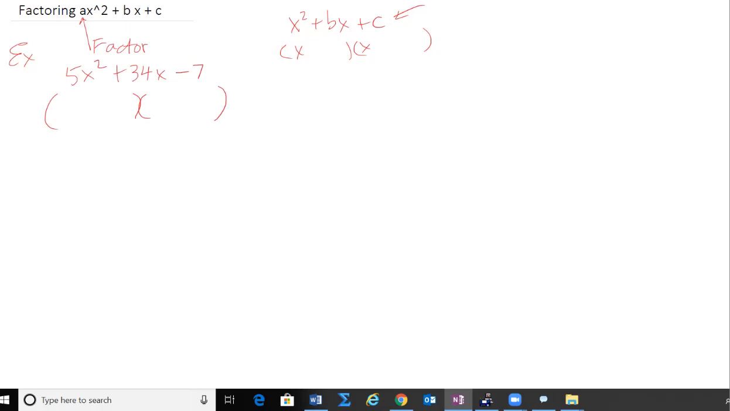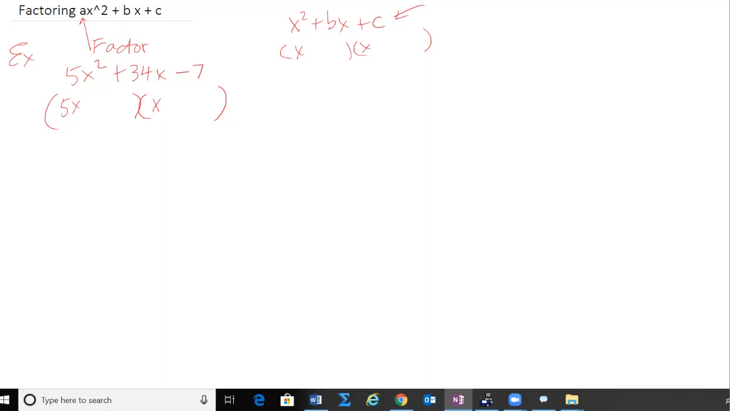Now, instead of having just an x squared here, we have a 5x squared. It doesn't change our reasoning by much. We just have to make sure that we put in an x and an x and then a 5 with a 1. That will make 5x squared. Now, we will keep track of that, though, because that's going to affect our reasoning over here.